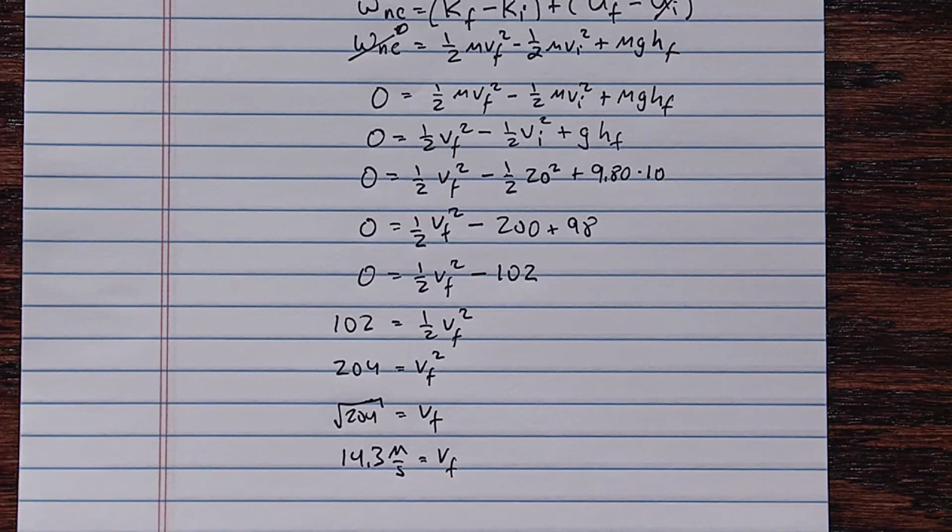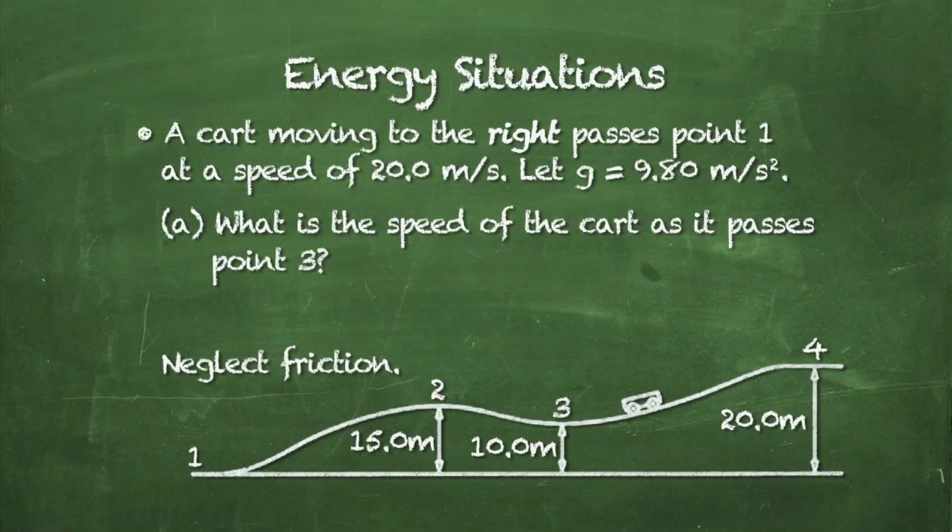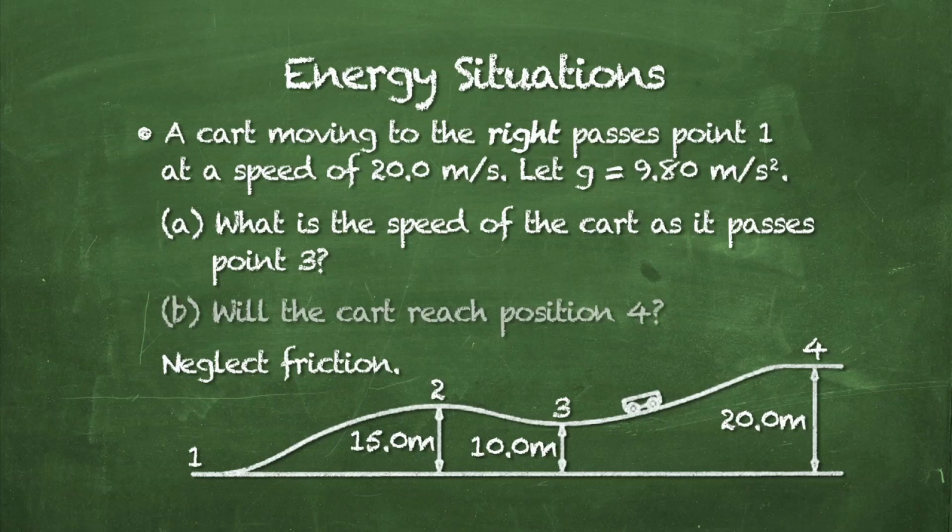Now let's go back to that question, and let's ask another question. Will the cart reach position 4, where position 4 is 20 meters high? Well, let's just ask ourselves, what is the speed of the cart when it reaches position 4? So what I'd like you to do is repeat what we've just done, but with a final height of 20 meters, and see what the speed is there. So try that, please.